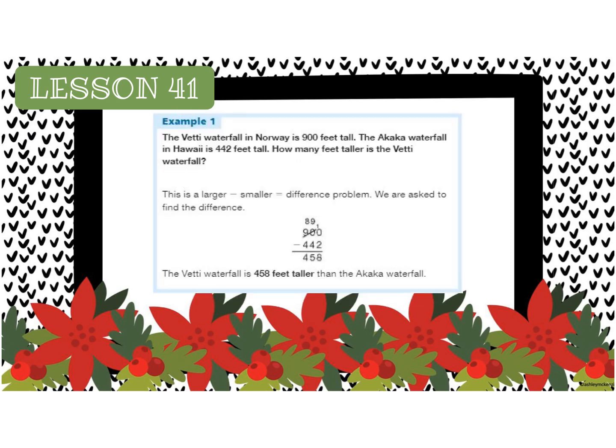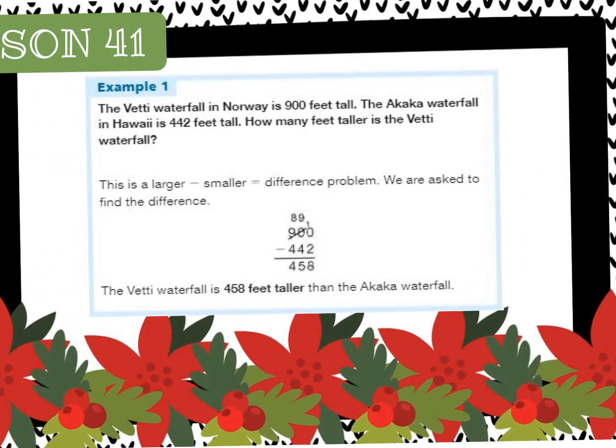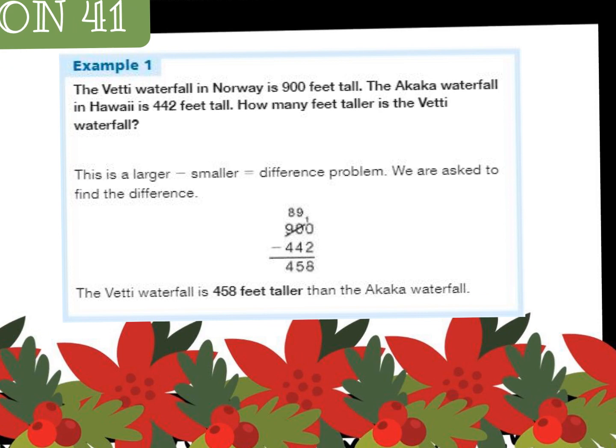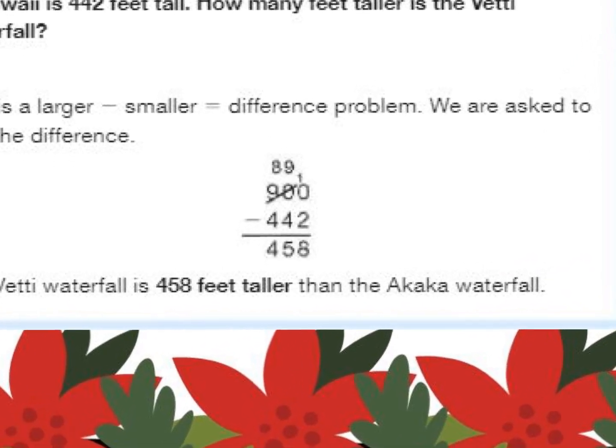All right, let's look at this first example. It says, the Veti waterfall in Norway is 900 feet tall. The Keika waterfall in Hawaii is 442 feet tall. How many feet taller is the Veti waterfall? So this is a larger minus smaller type problem in order to get the difference. So we're asked to find the difference in this problem. I would take the 900 minus 442.